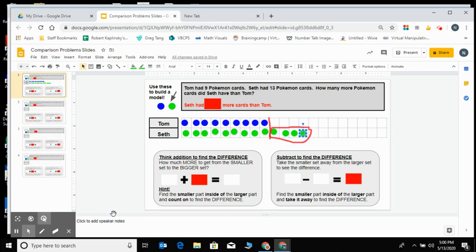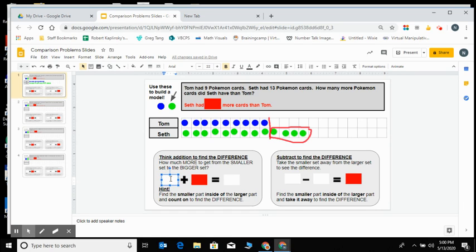Let's think about how we can think addition to find the difference. We know Tom, he had the smaller set, had 9, and then after Seth had 9, I needed to add on 4 more to get up to the larger set of 13. So you can count on like 9, 10, 11, 12, 13. How much did I add on? 4. That's how you can think addition to find the difference.